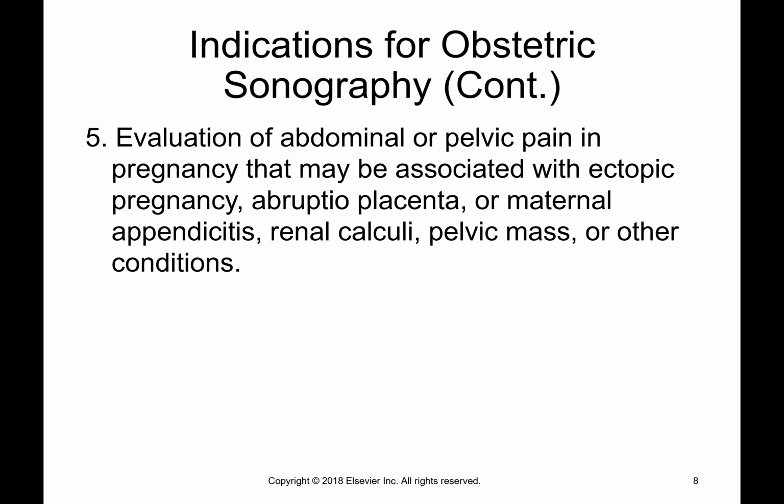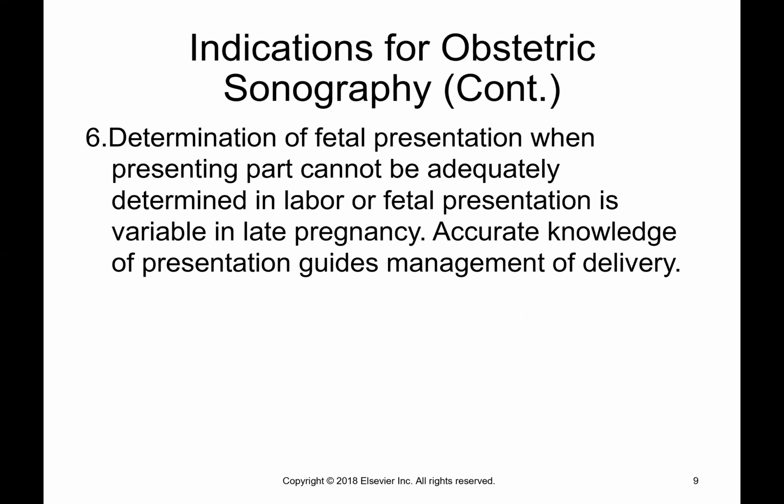If a patient has abdominal pain, they'll also want to do a scan for a possible ectopic pregnancy, an abruption of the placenta, or other things that could be going on, a fibroid or different masses. If they're not sure if the fetus is head up or head down, which is fetal presentation, they'll do an ultrasound to tell if the baby is in the right position before they deliver the baby.